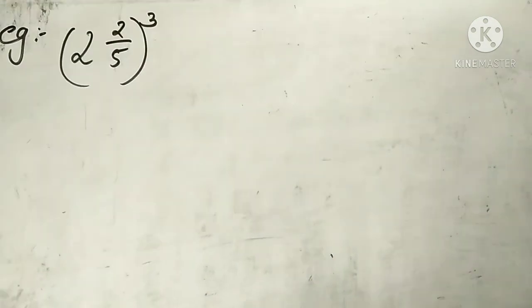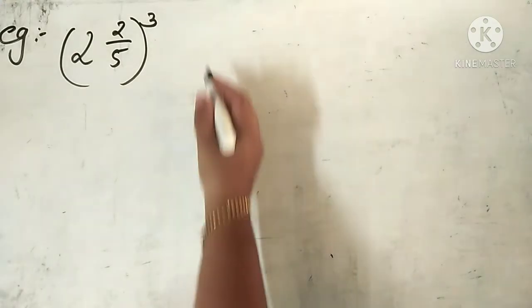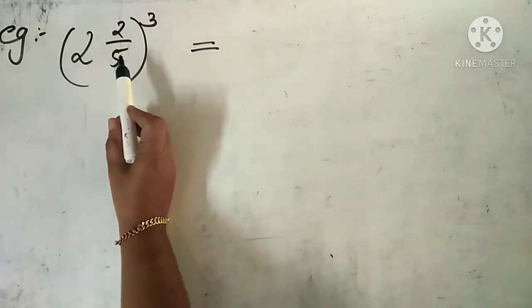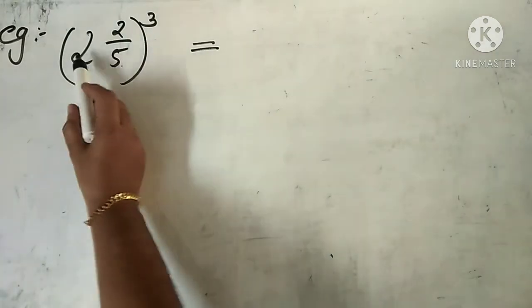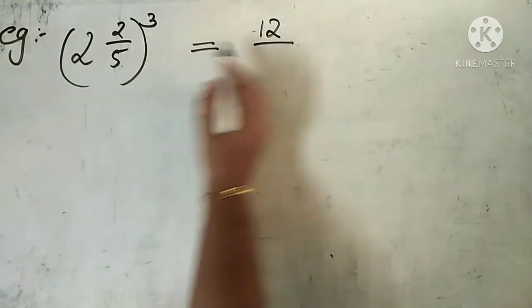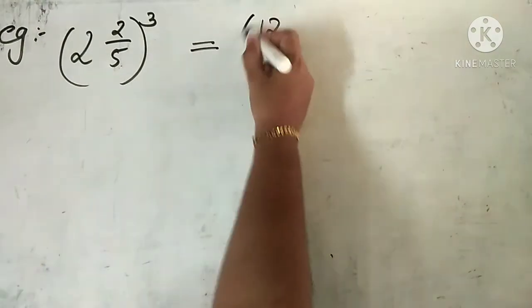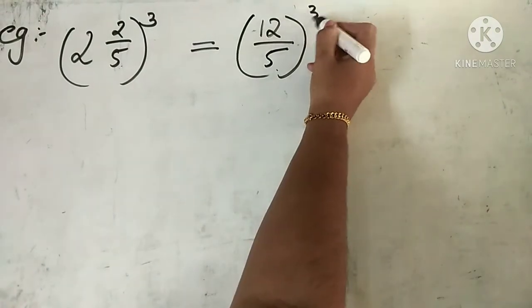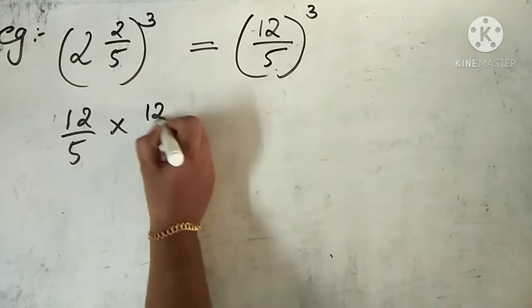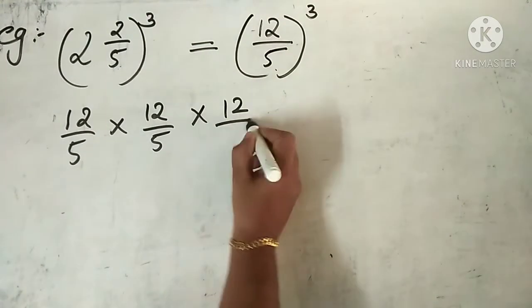Okay. Another example, 2 by 5 whole cube. Here the number is given as a mixed fraction. First let us make it an improper fraction. How will we make it an improper fraction? We will multiply the whole number with the denominator and add the answer to the numerator. 2 5s are 10, 10 plus 2, 12. The denominator we write the same. So it becomes 12 by 5 whole cube. So we can write this as 12 by 5 into 12 by 5 into 12 by 5.